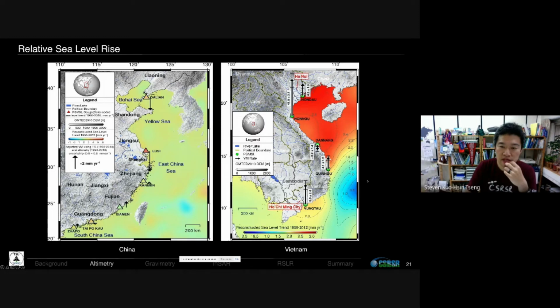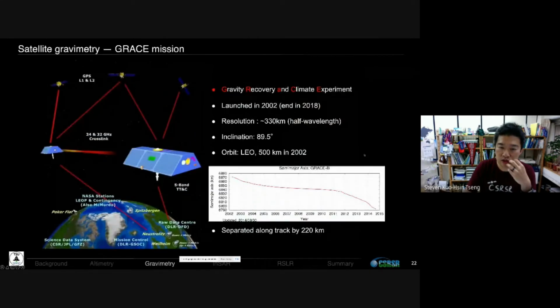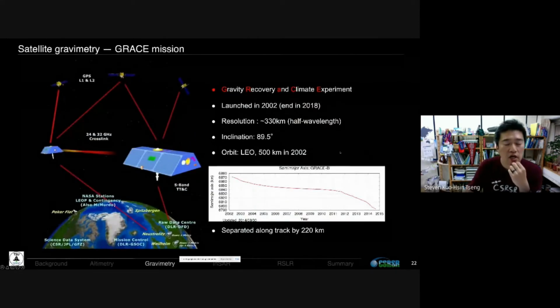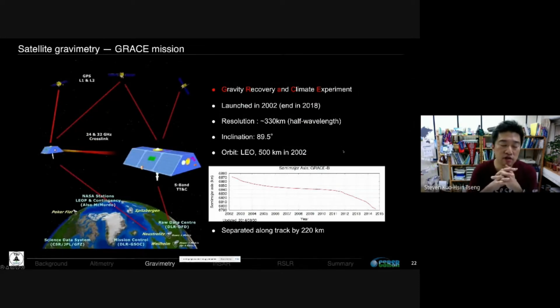So this is very important to show the importance of knowing what the land motion is, either tectonics, crustal motion, or subsidence due to human forcing. So I will introduce another mission called GRACE.